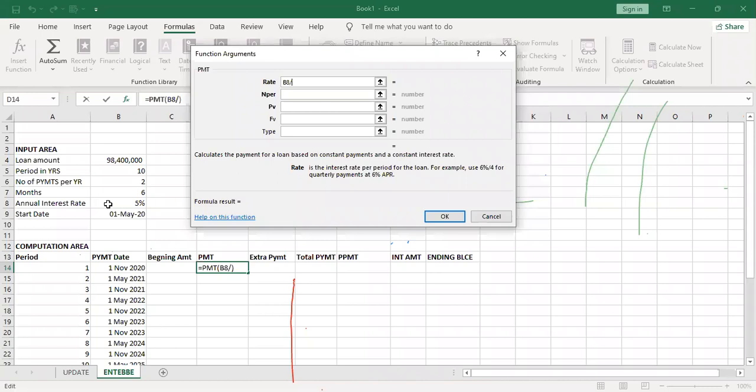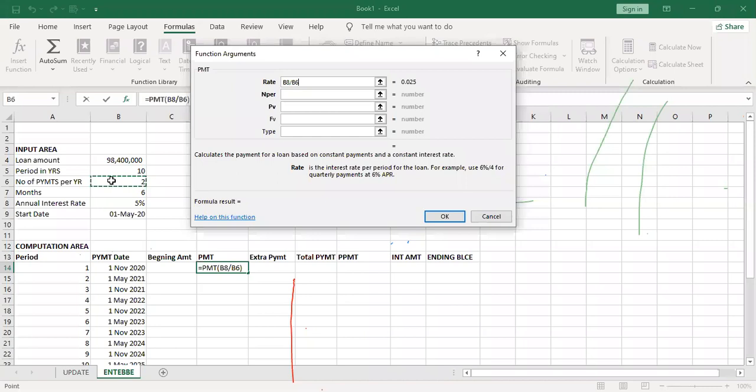Divide by, and then you click on the number of payments per year. Divide by 2. So if I get 5% and I divide by 2, I will be able to know the interest rate per period. So for you to know the interest rate per period, you get the annual interest rate divided by the number of payments per year.